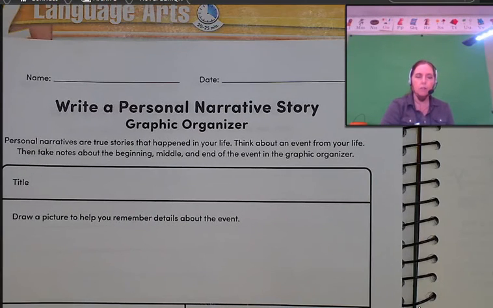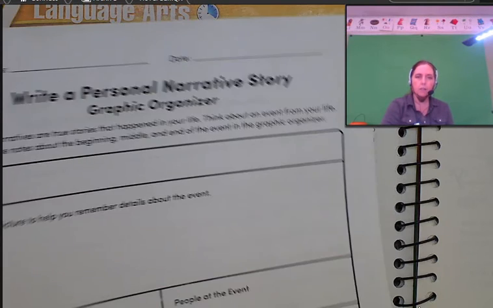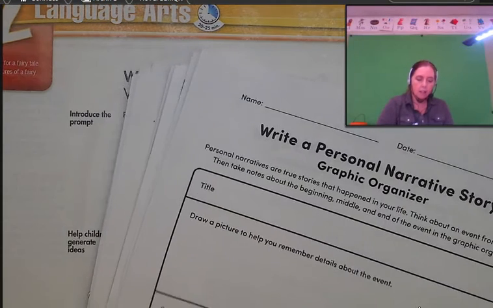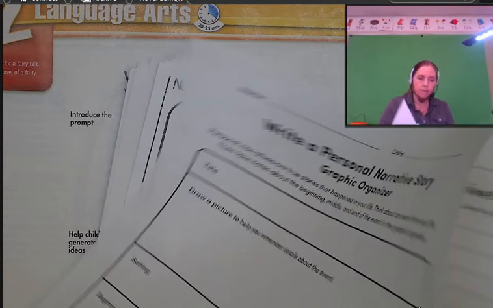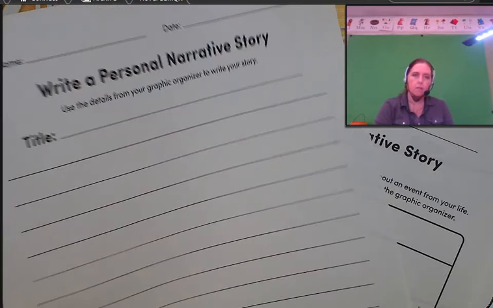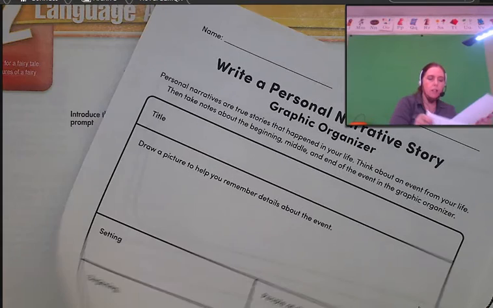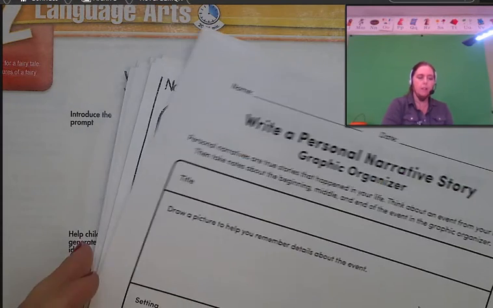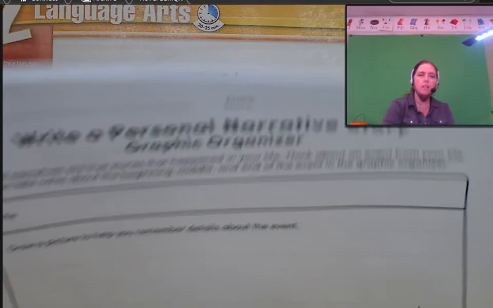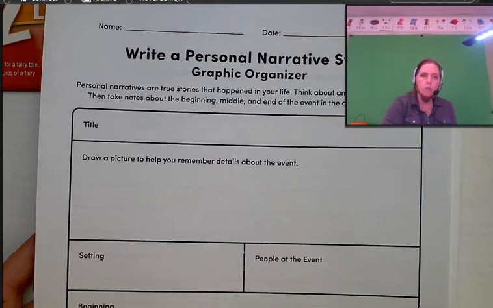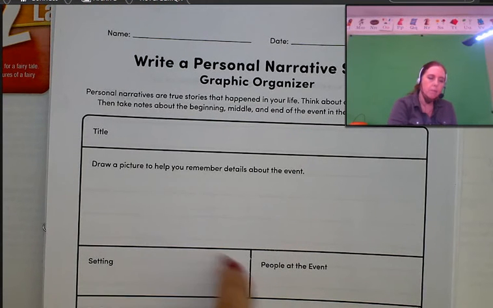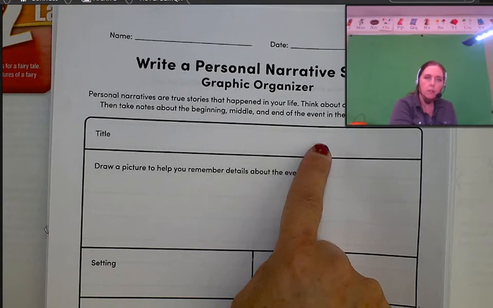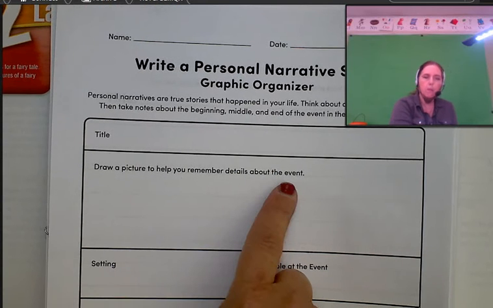The personal narrative graphic organizer, okay, and there is a paper on the back that also looks like this. So first thing you would do is writing your own fairy tale. This is a practice sheet. So what this does is this helps you when you're not sure exactly what to write. You can think about a title, draw a picture to help you remember details about the event.